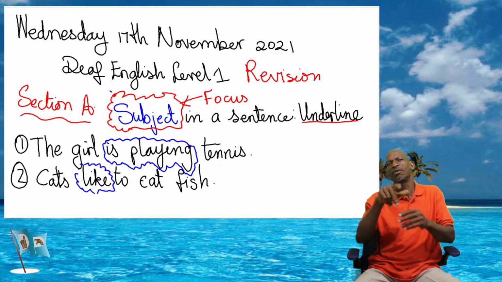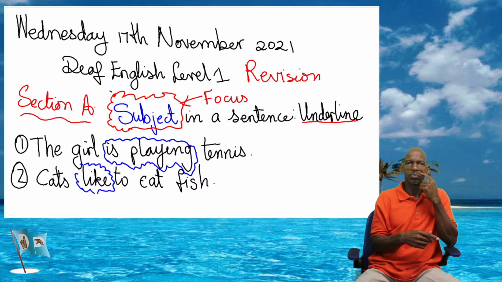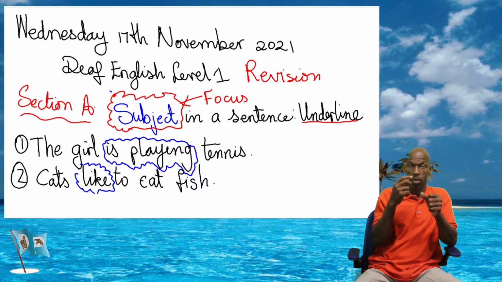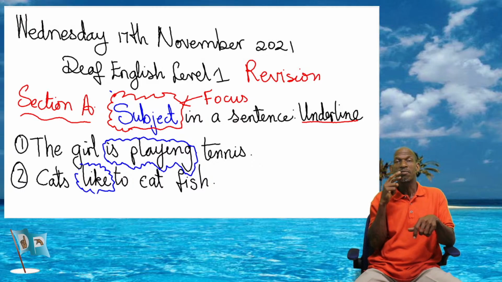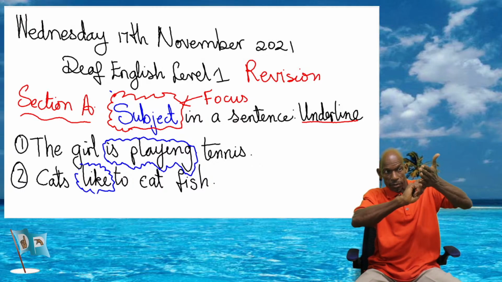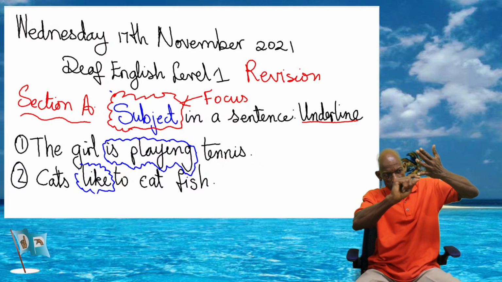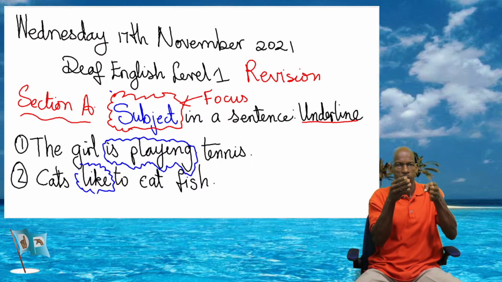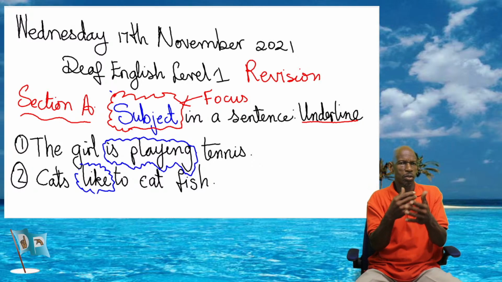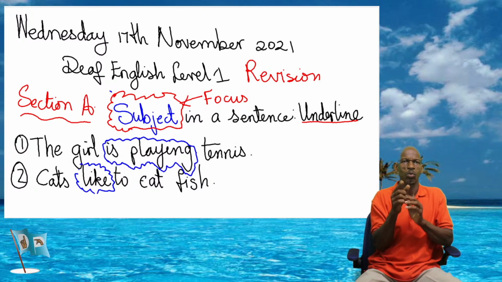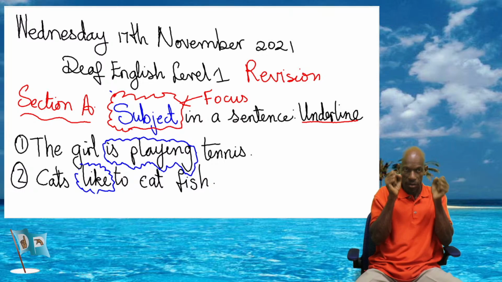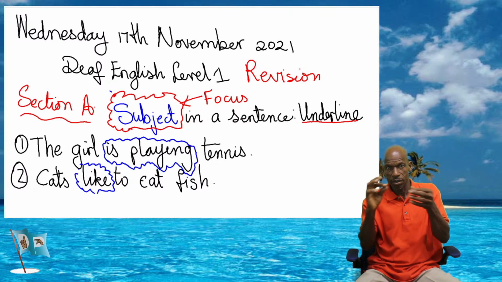Okay, so we have the verb that is circled, but you have to underline the subject in the sentence. Today I'm not teaching anything, we are revising. And this is one of the things we are revising, the subject of the sentence. So underline the subject and the verb of the sentence in 1 and 2.